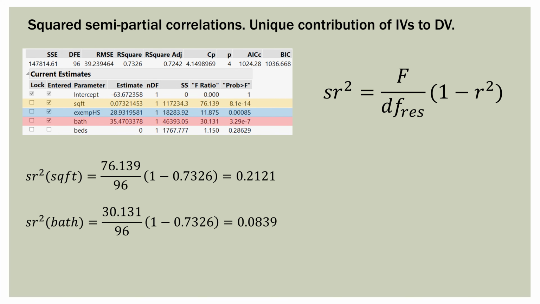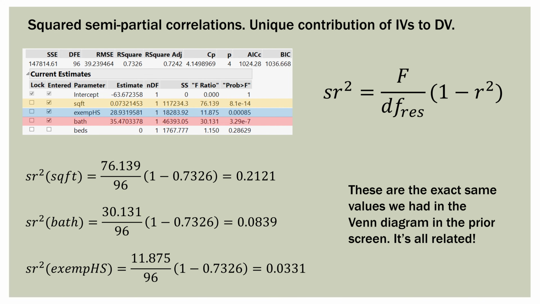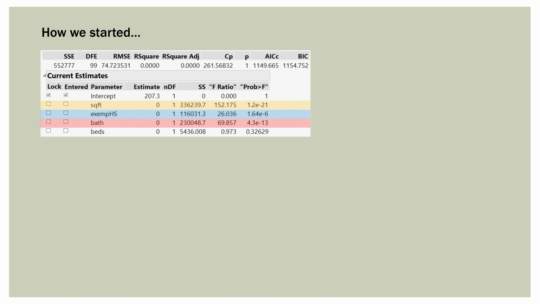For number of bathrooms, same thing. Exemplary high school or not, same thing. These are the exact same numbers that we had in the Venn diagram in the prior screen. It is all related. And then lastly, this is where we started. So we had no variables in the model. So you can see the contribution of each individual variable here.